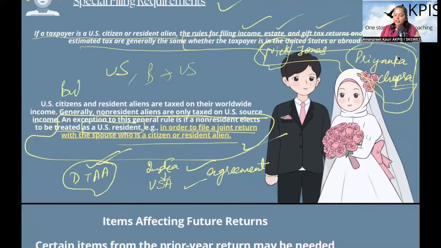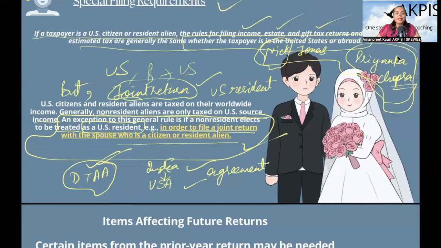But if he or she gets married in the United States of America and is filing a joint return, so in that very particular situation, what is the benefit of filing a joint return? To claim more deductions and more limits. So in that very particular situation, if she elects to be a US resident, he or she is supposed to pay tax on worldwide income, in spite of the fact that he or she is a non-resident of the United States of America. Why? Because they are filing a joint return.